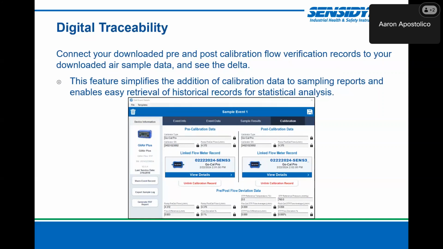In this window, you can connect your downloaded pre and post calibration information. What it does is it'll actually bring it in from the database, tie it to your air sampling event information, and it'll even give you the flow deviation from your starting and ending calibration information, so you can see if that deviation was greater than that 5%.